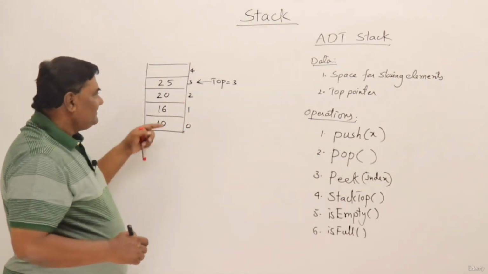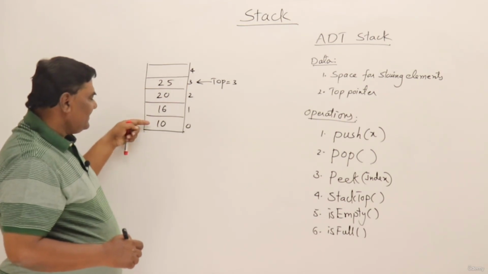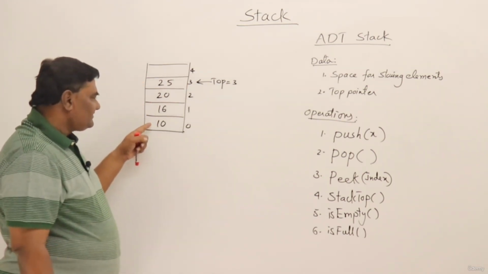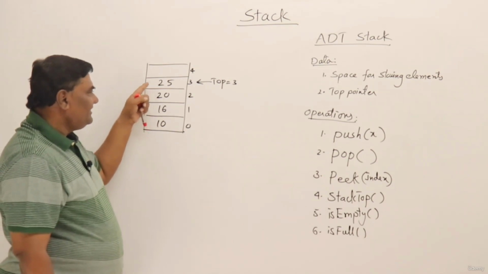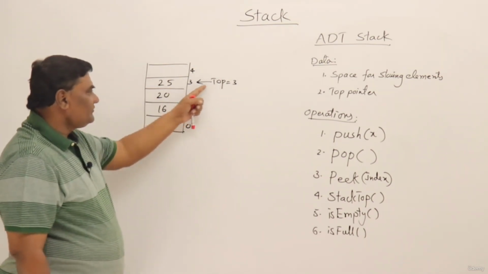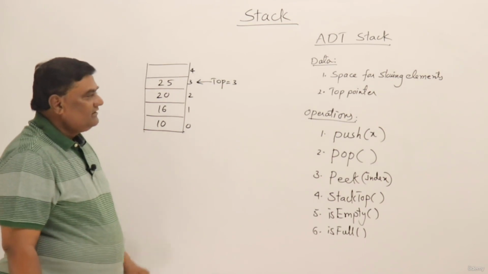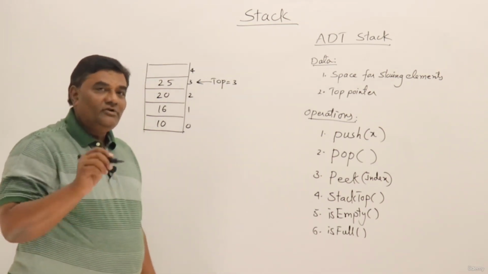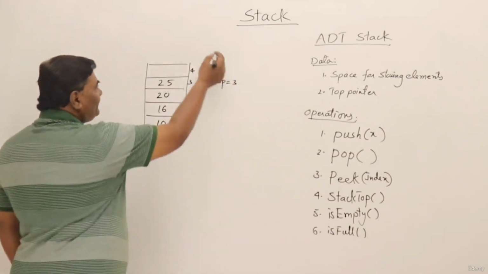Suppose this is a stack and this is the topmost value I have inserted, and these are the values already present. The first value that I inserted was 10, then 16, then 20, then 25. So the recently inserted one is 25, so top is pointing here. Now what does it mean by push? Inserting a new value. Suppose I want to insert 30. So insert it from the top.